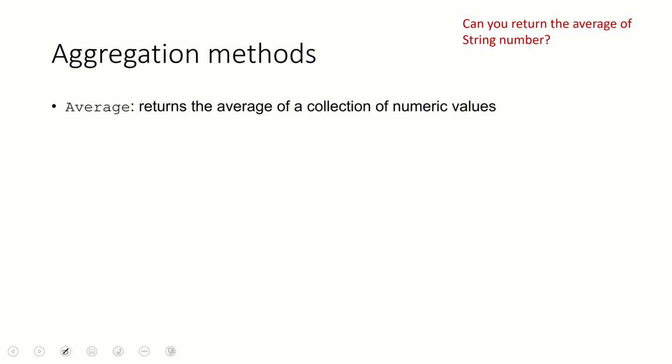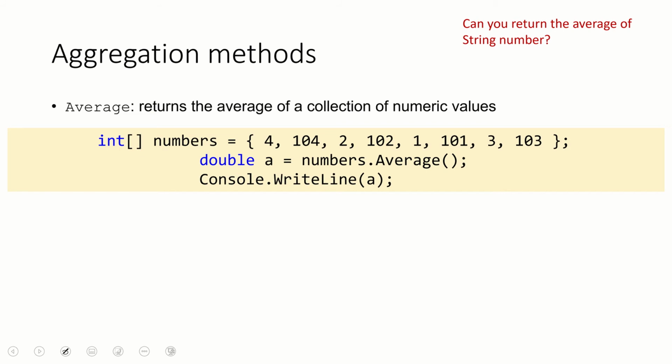Okay, so the first one is to return the average of a collection of numeric numbers. Let's first look at this example. I think some of you can understand this one, right? It's easy to understand. We call the array and use this array to call the method average. Then it will return the average of this collection.